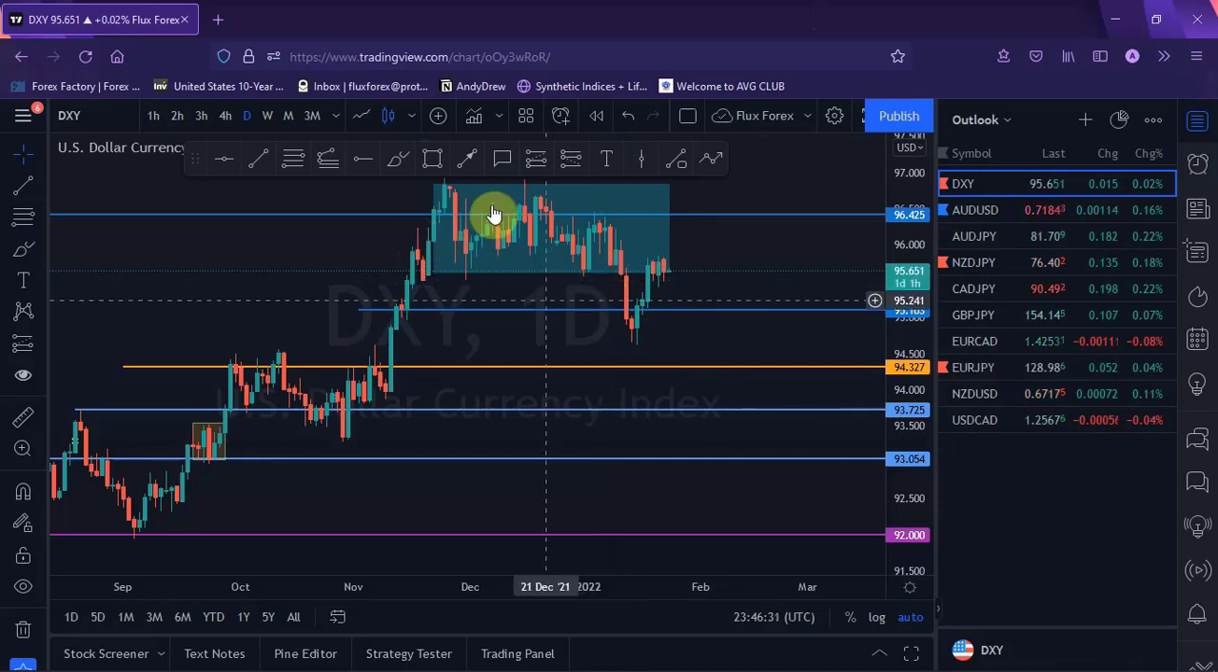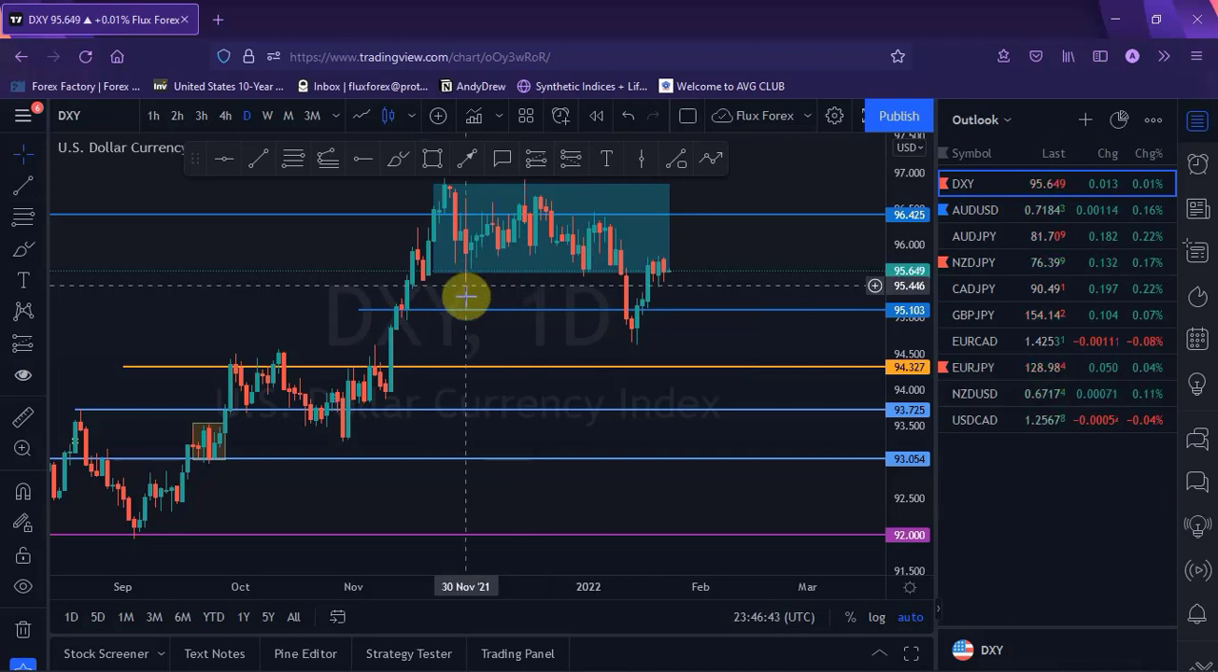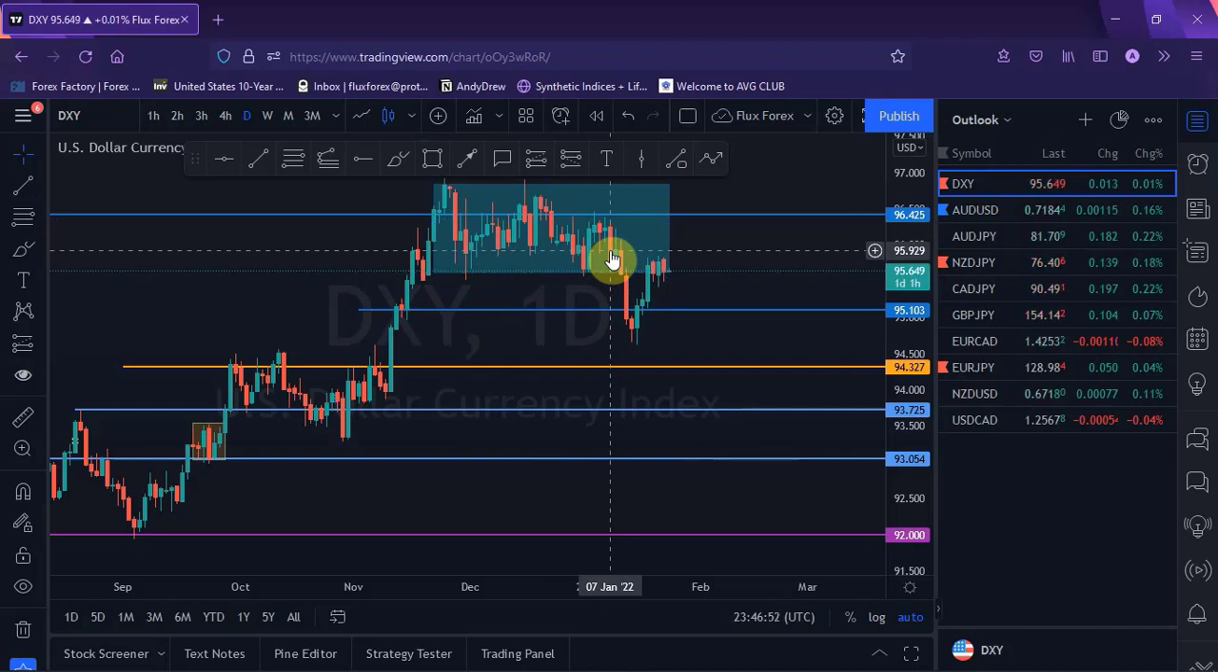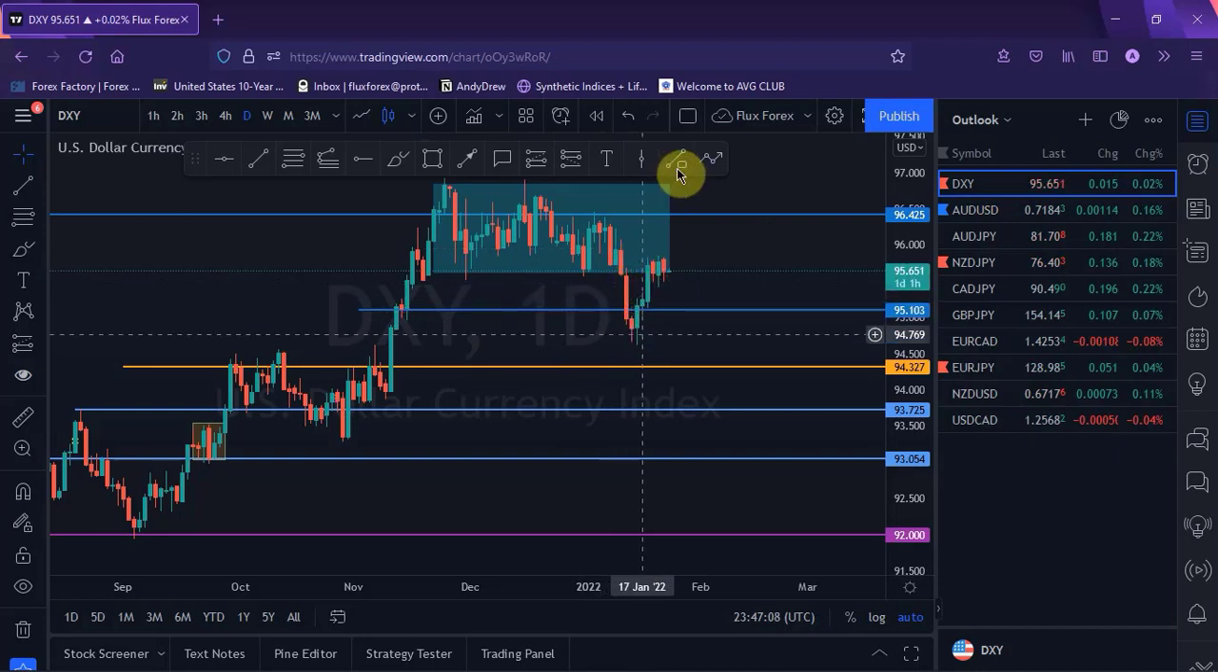Just as we can see here, I'm really seeing the concept of the power of three in play. The power of three has accumulation, manipulation, and distribution. We saw this accumulation happen last December, that is December 2020. Then we've seen the manipulation happening to the downside. So the next thing for us to see is the distribution.